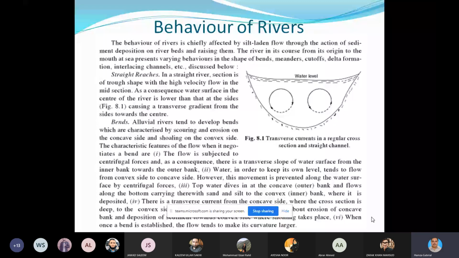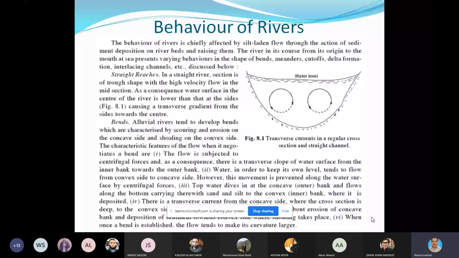So while the river flows from the origin point, that is from where it was starting, to the disposal point, which can be a sea or an ocean or another river body, it will present various behaviors, sometimes following a bend, sometimes in the shape of meanders, cutoffs, then delta formation, then interlacing channels, etc. So these behaviors we will discuss one by one.